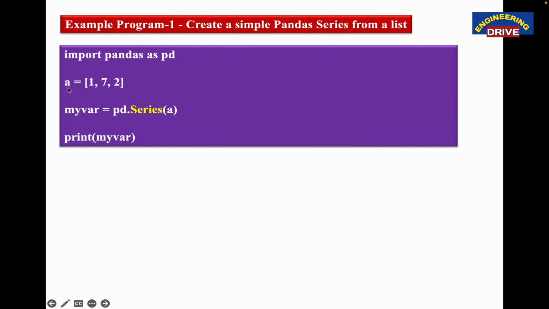Here I have taken one variable which represents the list of three items, 1, 7 and 2. Now I have taken one variable where I want to store this series. So pd, and here you need to use the keyword Series, where the starting S should be a capital letter. Whereas in the previous program on data frame, D and F must be capital letters. So pd.Series, and simply you put the variable representing the list. Once you display the variable, the output will display in this manner.